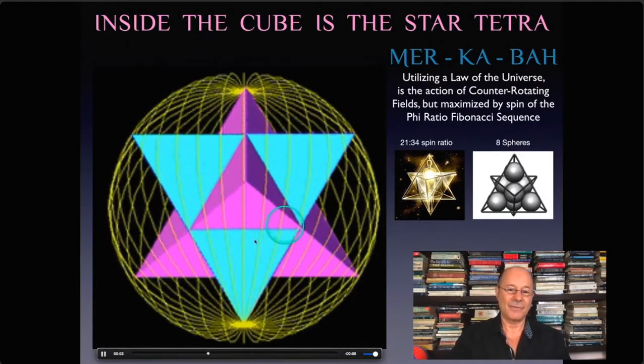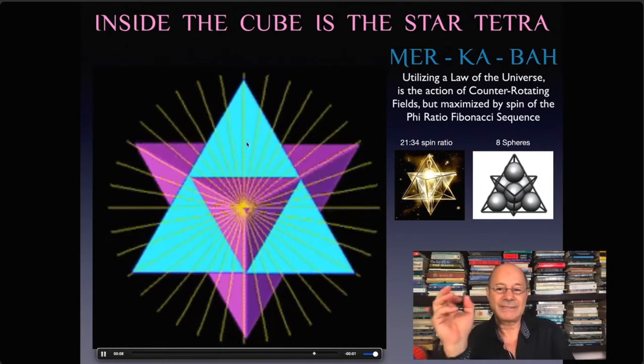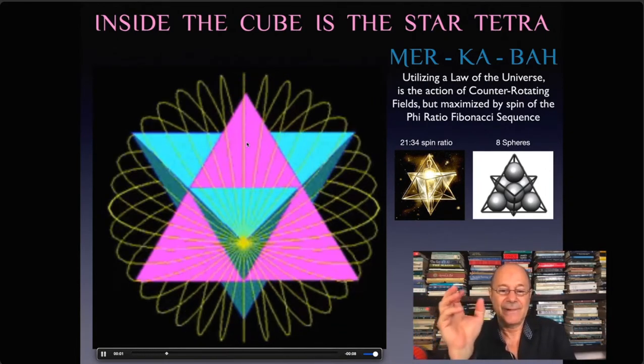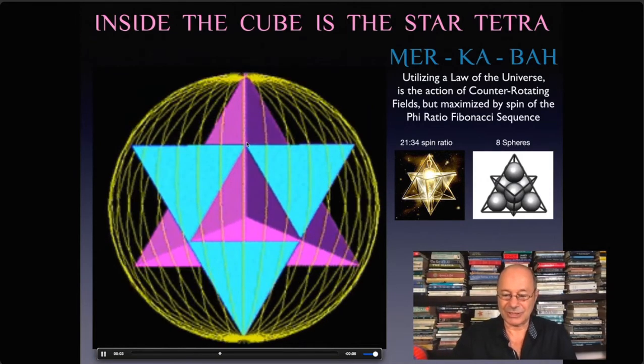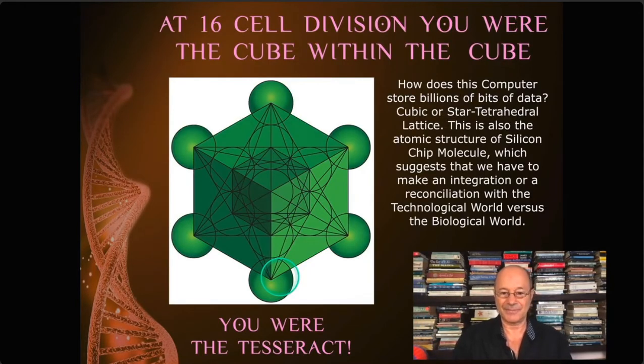So I talk a lot about the 8 original cells. And you can see here that we're leading up to the chapter where we're going to spin our geometry. That's the Merkaba. It's based on what we call counter-rotating fields, but the spin must be in the golden ratio. So Kepler called this the stella octangula. Stella means star and octangula means 8, because Buddha made references to the subatomic particle. He called it the octakalappas. When he defined the smallest unit of atoms, he said that nature was 8-sided. So this fits in with the star tetrahedron.